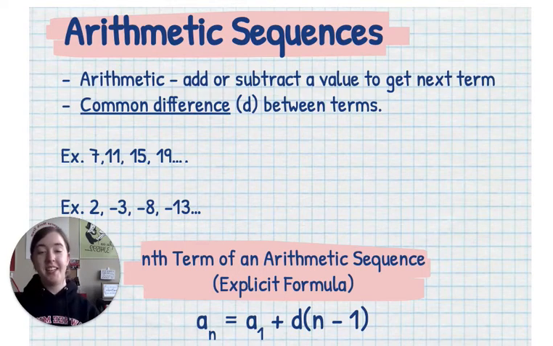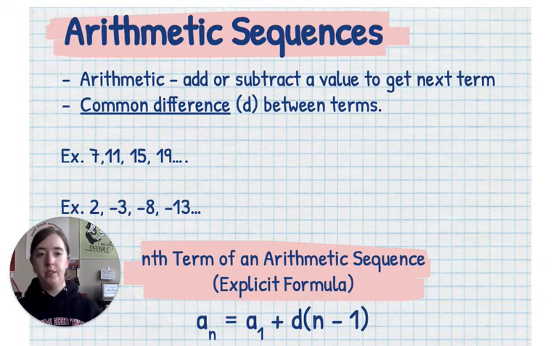Hey guys, today we're going to talk about arithmetic sequences and series. So, arithmetic means that we add or subtract the same value to get the next term. That value that we add or subtract is called the common difference, or d.